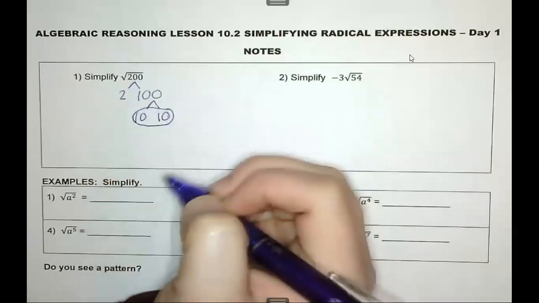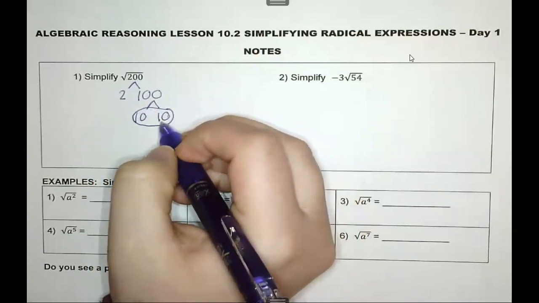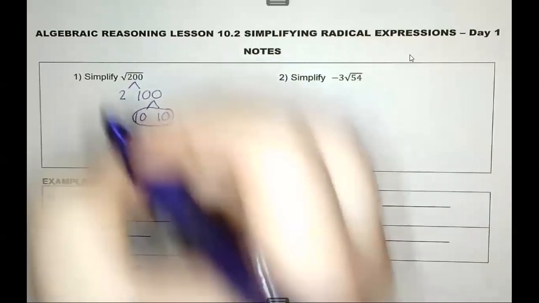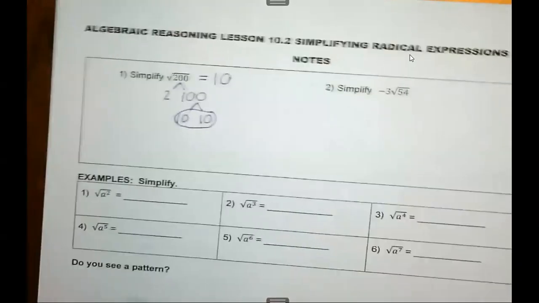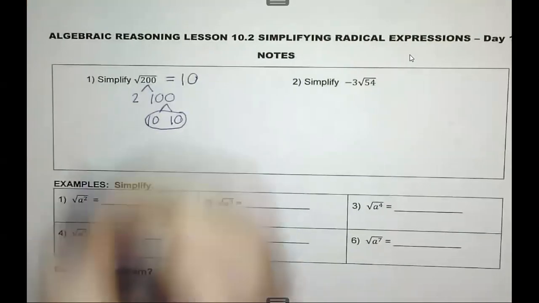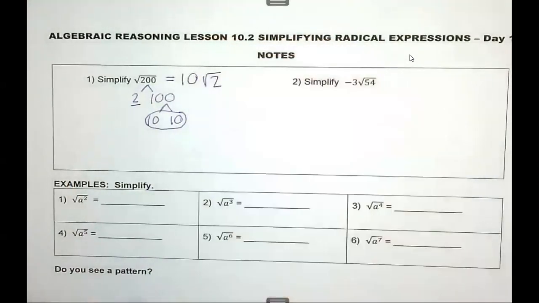So I have a pair of 10s. So I can take the 10 out of the square root. If I take out the 10, the only thing left without a pair is the 2, so it has to stay underneath the square root.